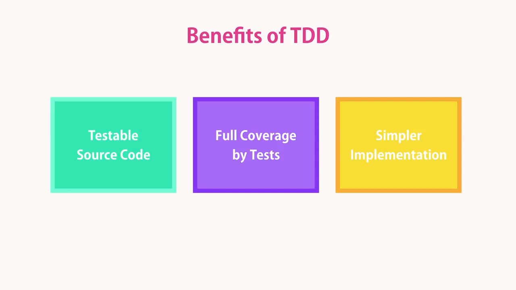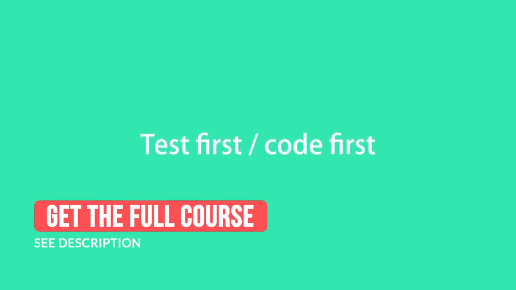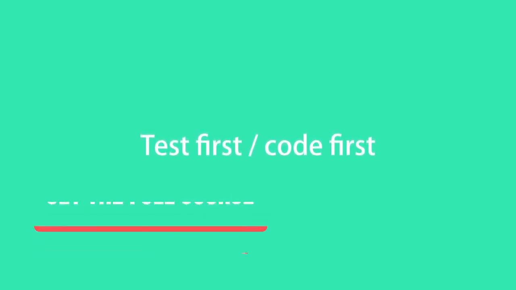So this is TDD. In TDD, we write our tests first, and that's why we call this approach test-driven development. So our development is driven by our tests. In contrast to TDD, or test first, we have code first, which is what you have been doing so far. You start with your application code, and then you write tests.